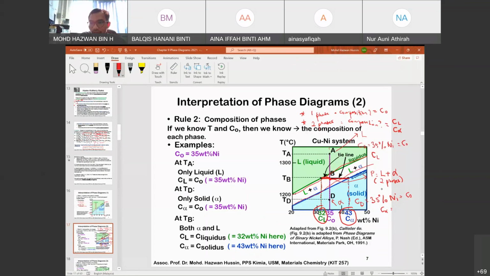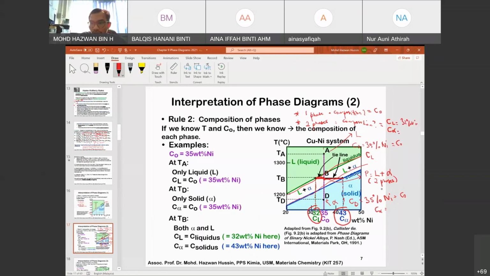So at point B, the composition of liquid is equal to 30% of nickel. Meanwhile, for alpha, if you drag it here, you'll see the composition of alpha is equal to 43% of nickel. So remember, at point B, since you have two phases, you need to report two compositions, C liquid and also C alpha. Is it clear?